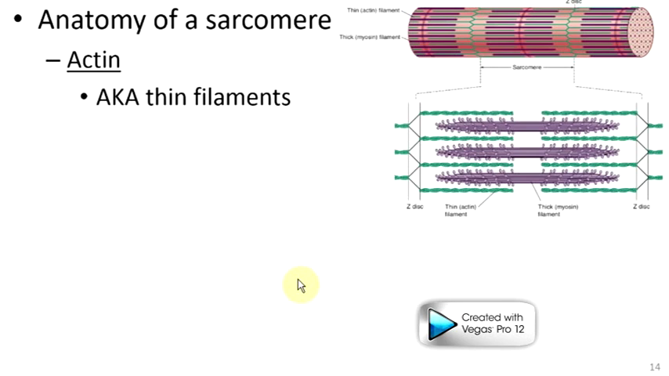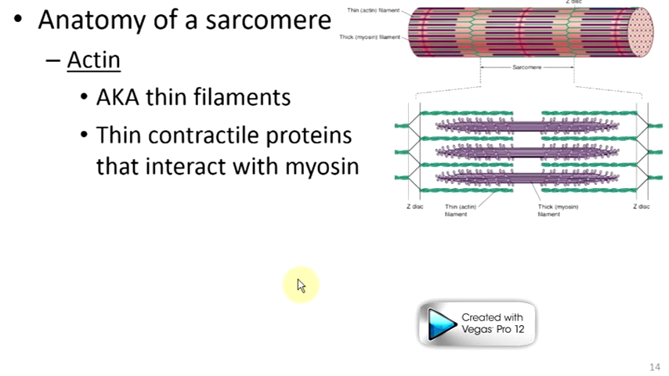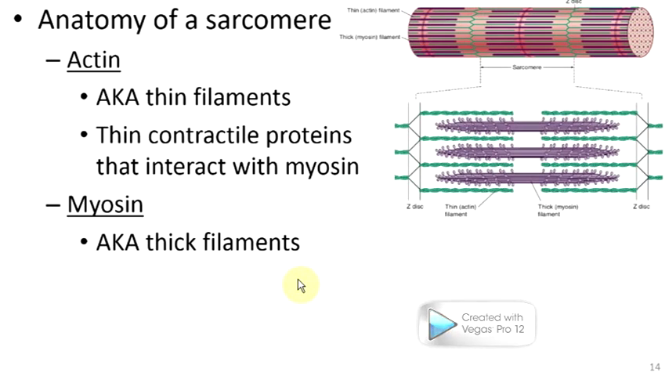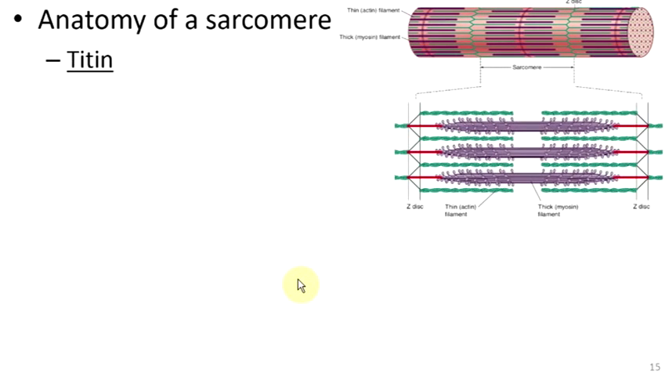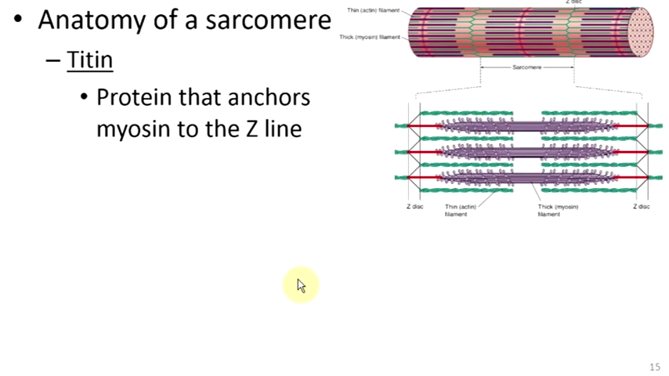Okay, so let's start talking about actin first. These are also known as thin filaments for obvious reasons, and they interact with the myosin, which is the purplish colored ones there. Myosin are called thick filaments because they're obviously the thicker ones. Now, this picture isn't in your book, so I added these red lines here to show you what titin is, and titin is T-I-T-I-N, not T-I-T-A-N like the Greek gods, I guess. It's the protein that anchors the myosin to the Z disc or Z line.